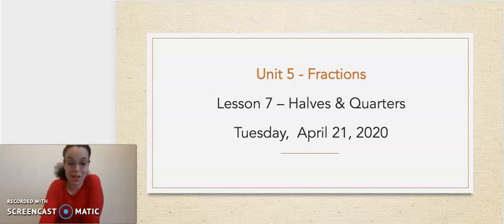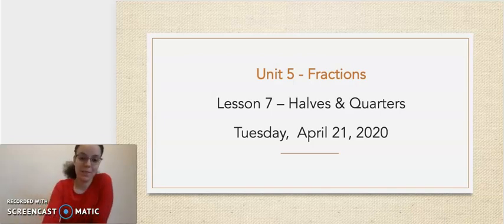Perfect. Well, today we're going to continue to talk about fractions, but we're going to get a little bit more specific into two specific types of fractions. Halves, which is 2 pieces, and quarters, or fourths, which is 4 pieces. Let's get started.